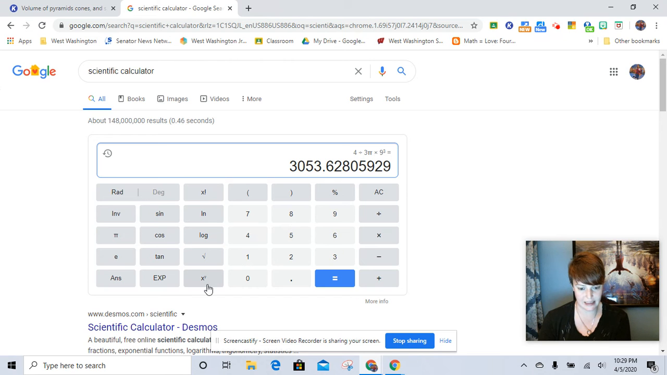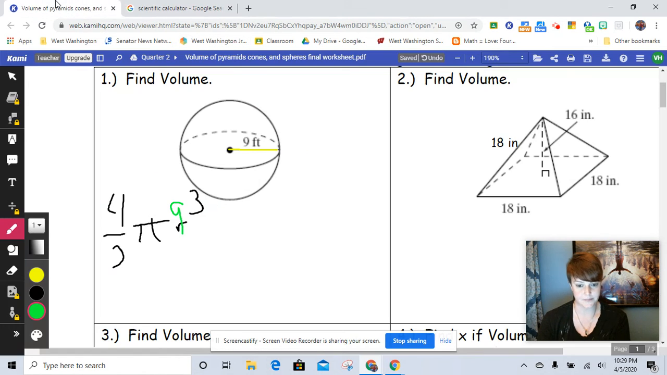And how I did that, again, was just taking the x to the y button here, and then that gave me the little exponent, and then I could put in the 5th or the 3rd or the 9th or whatever. But for spheres, it's always going to be cubed. Okay? All right. So there's that.